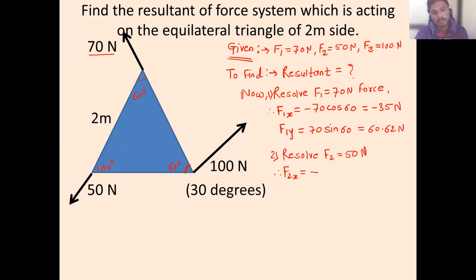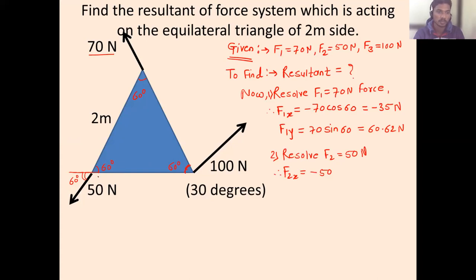No. With whom has that force made the angle? 60. So see here, in the corner, this and this angle will be how much? It will be 60. So this force also makes an angle of 60 degrees with the horizontal. Check with whom the angle is made.